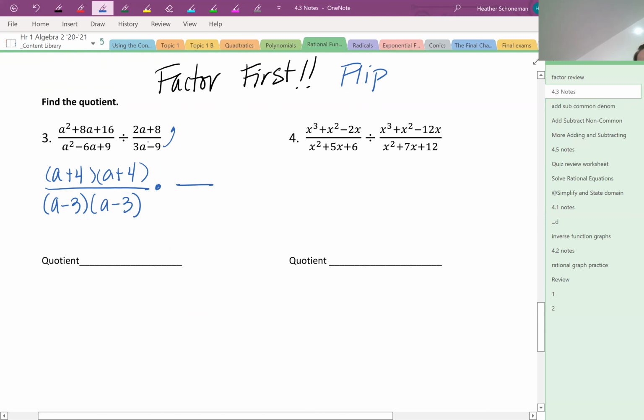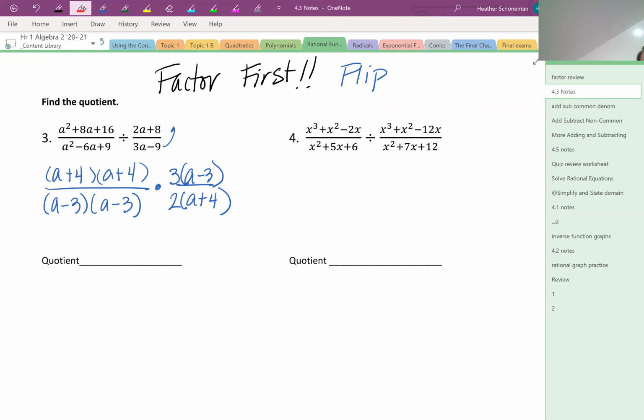Well, there's no exponent, but isn't there a greatest common factor? Yes, the greatest common factor is 3. So I have to take that out. On this one, the greatest common factor is 2. So I have to take that out. Now let's see if we can reduce.